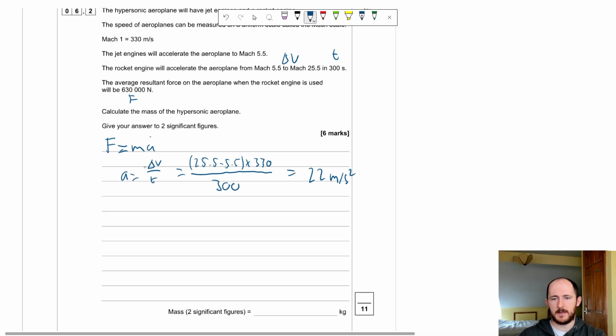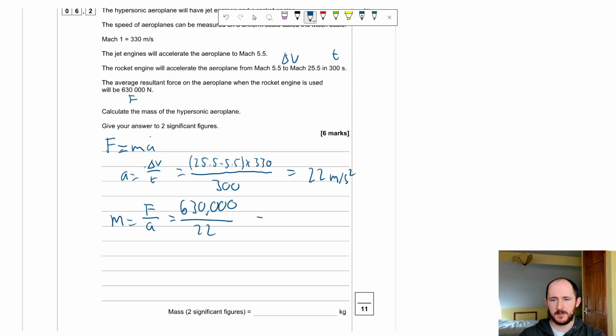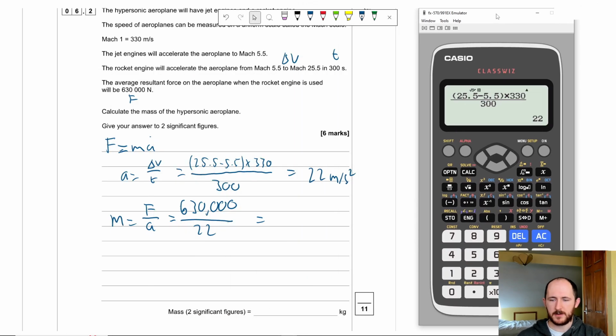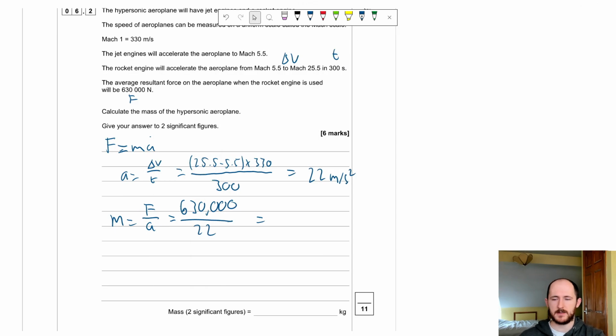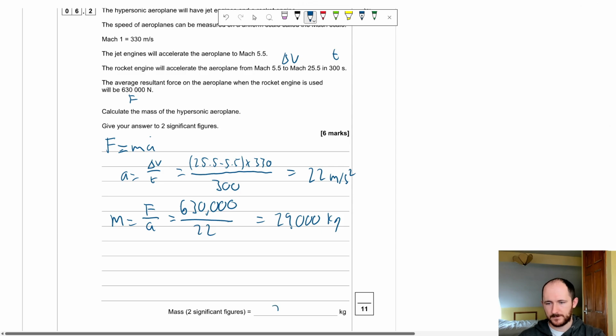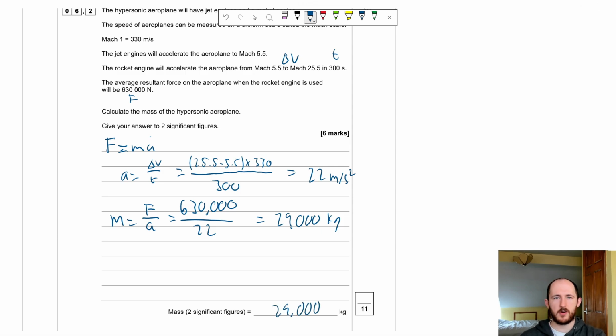Then F equals ma, so that means m is equal to force over acceleration, which is 630,000 over 22. I don't know the answer to that, I'll be honest. 630,000 divided by 22. Okay, we're going to round this to two significant figures. So we look at the second non-zero number, which is 8. The number next to it is bigger than 5, so we're going to make that 29,000 kilograms, which is, yeah, that's pretty heavy. It's not that hard, right? It's not rocket science, get it?